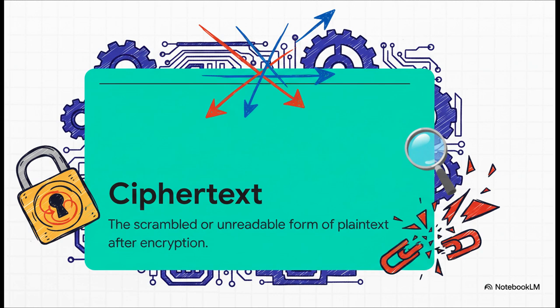And what do you get after all that? You get this, ciphertext. This is your message after it's been through the cipher. To you and me, it looks like total gibberish, just a random jumble of characters. And that's the point. This is the scrambled, unreadable text that is safe to send flying across the internet.